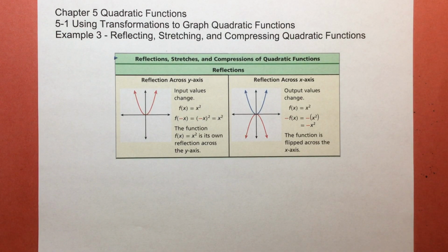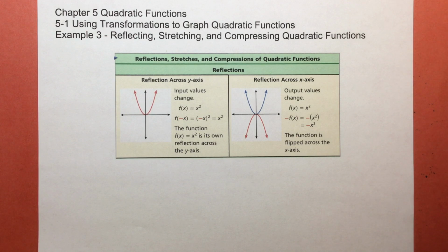We're talking about transformations while we graph quadratic functions. So we talked about how to graph them using a table, the hard way, the old school way. In the last video we talked about translations, which slide the graph to the left and to the right. In this video we're going to talk about reflecting and stretches and compressions. Let's talk about reflection first.